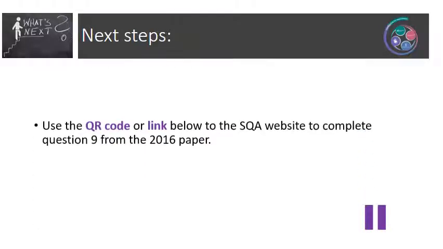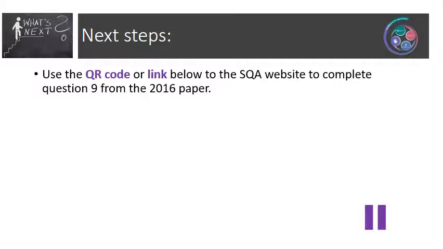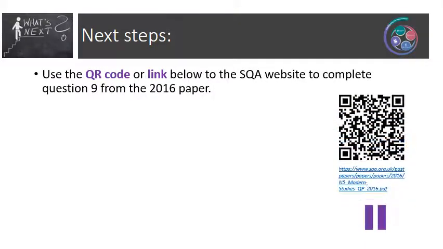Now that you have one paragraph supporting option 1 and one paragraph rejecting option 2, your next steps are to use the QR code and link below to the SQA website to complete question 9 from the 2016 paper. Note that you may wish to finish the question supporting option 1, but you could also have a go at completing the question choosing option 2, reversing the way that you answer the question. At this point, you may wish to pause the clip to have a go at completing that question while it's still fresh in your memory. And if you wish, you may hand it to your teacher for feedback.